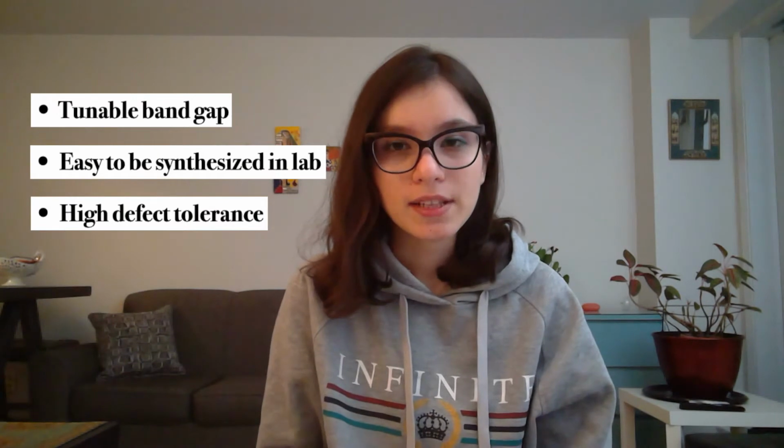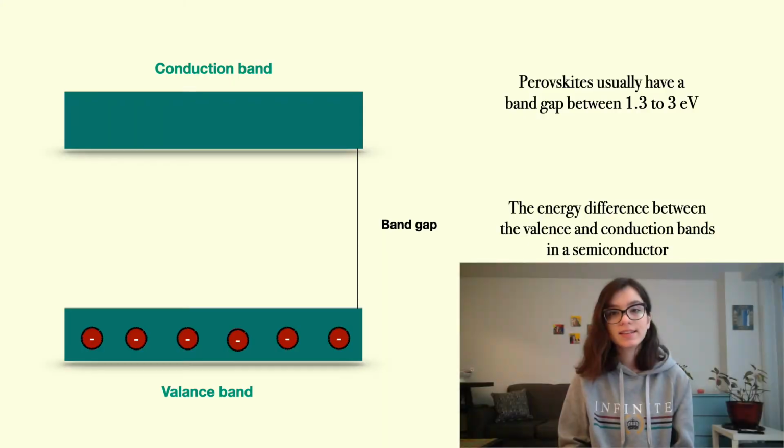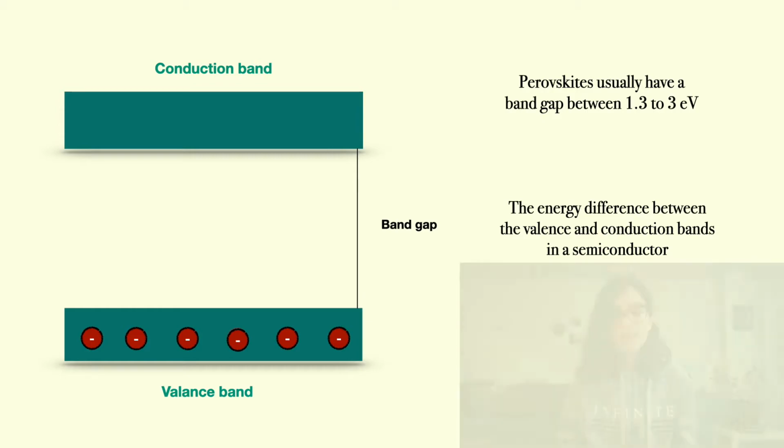They have a tunable band gap, they are easy to make in the lab, and also they have a high defect tolerance. What is a band gap and why is it advantageous to be able to tune it? The energy difference between the valence band and conduction band is called band gap. Now, different ions have different energy levels between the valence band and conduction bands depending on the number of their orbitals and electrons, and that's what I mean when I say tunable band gap.